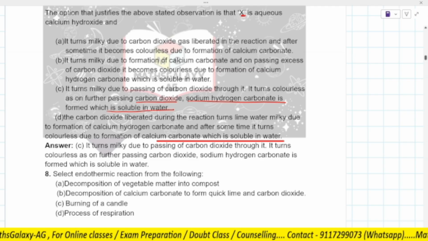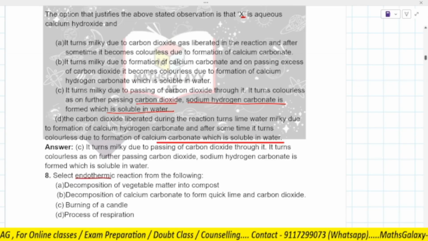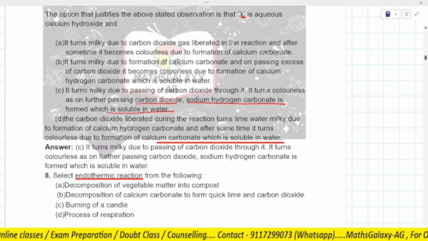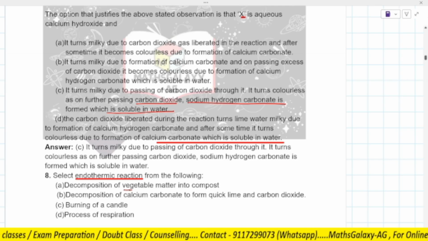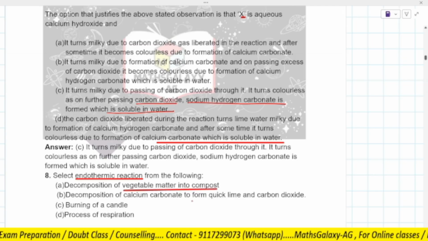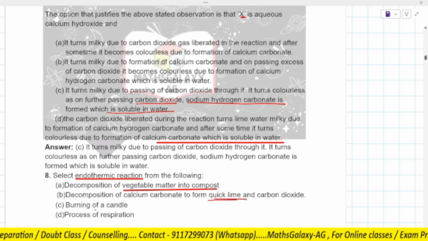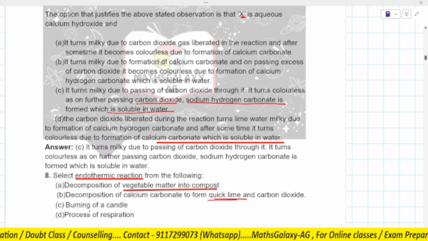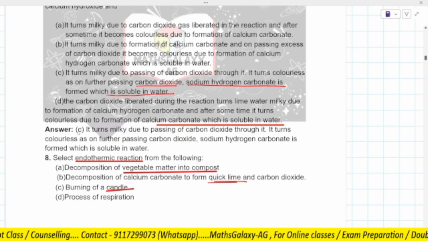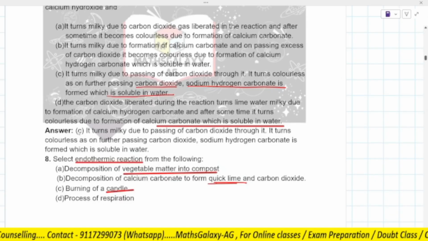Okay. Select the endothermic reaction. Endothermic reaction, right? It absorbs heat, right? So the options are: decomposition of vegetable material into compost, decomposition of calcium carbonate to quick lime and carbon dioxide, burning of candle, process of respiration. Which one will it be? Endothermic. Burning of candle, no.